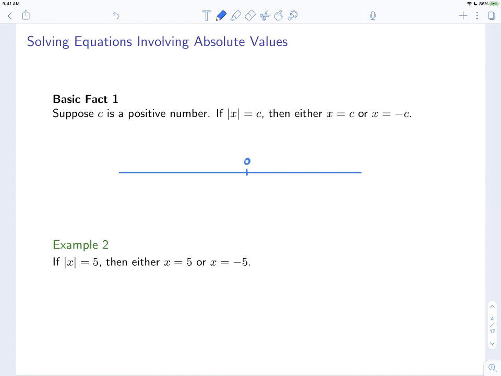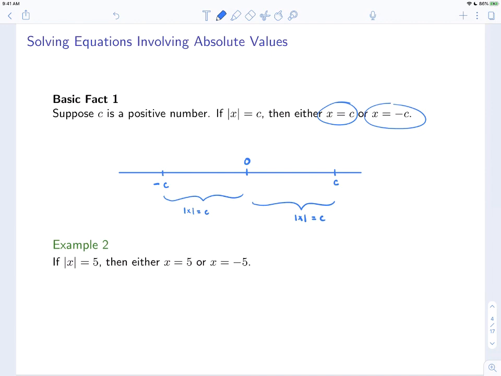If the absolute value of x is equal to c, that means x is c units away from 0. So it's either c units to the right, in which case x is c, or it's c units to the left, in which case x is -c. The absolute value of x is equal to the distance away from 0. So either x is equal to c, or x is equal to the opposite of c.